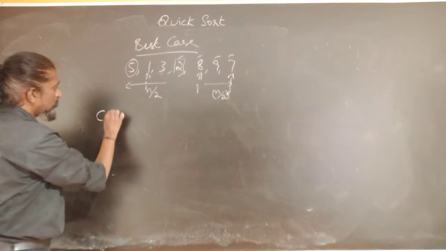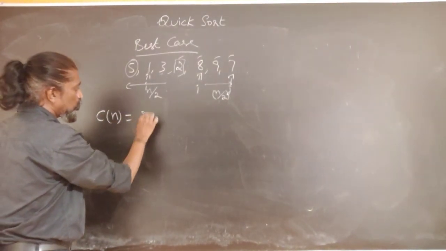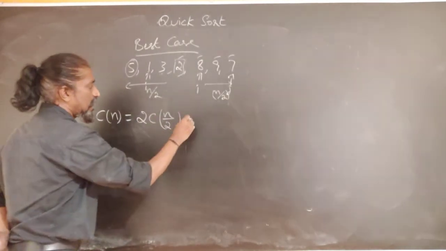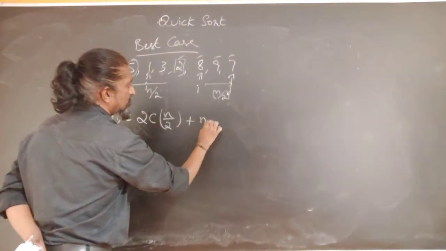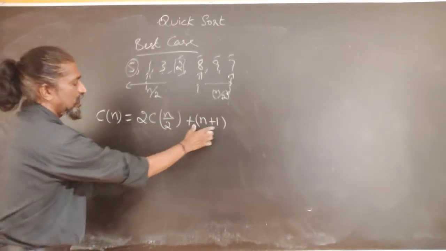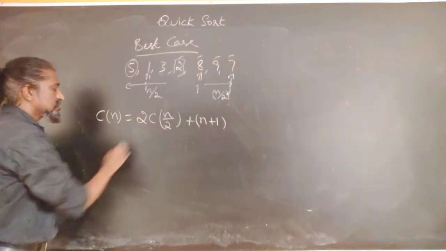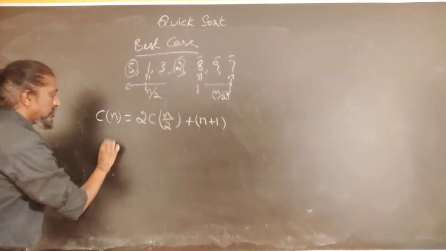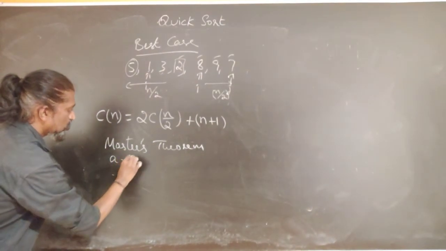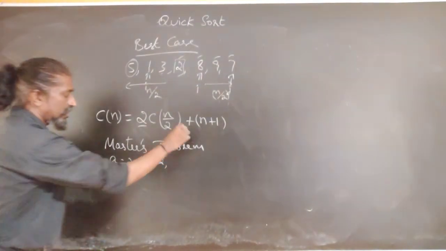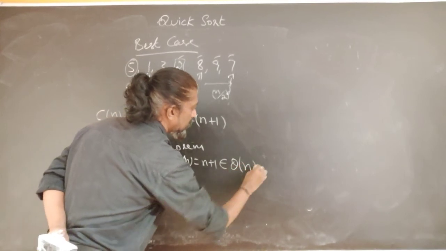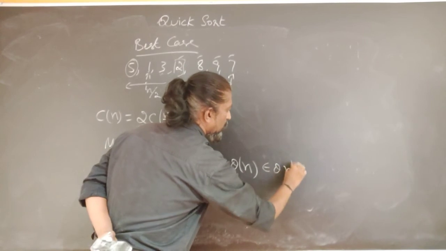So therefore C of n in this particular case will be 2C of n by 2, because the array will be divided into 2 halves which consist of approximately n by 2 elements, and to achieve this partition we had to perform n plus 1 comparisons. When there were 7 elements, we performed 8 comparisons to partition the array, so n plus 1 comparisons. Okay, so this is the recurrence relation for the best case, and if we apply Master's theorem, a is equal to 2, b is equal to 2, and this is the function f of n. f of n is equal to n plus 1. It belongs to theta of n, that is, it belongs to theta of n to the power of d.